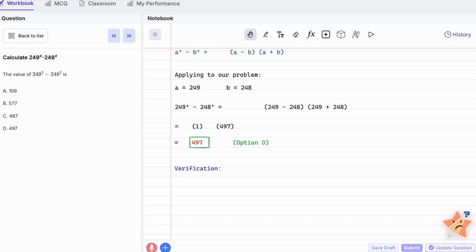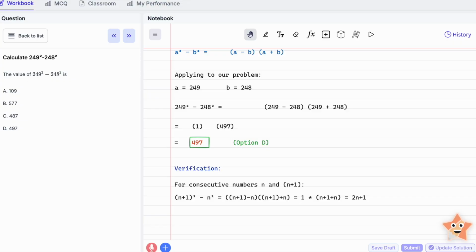Let's do a quick verification. The difference between the squares of two consecutive numbers is always their sum. This is because (n plus 1) squared minus n squared becomes (n plus 1 minus n) times (n plus 1 plus n), which is 1 times their sum. So the answer must be the sum of the two numbers, 249 plus 248, which is 497.